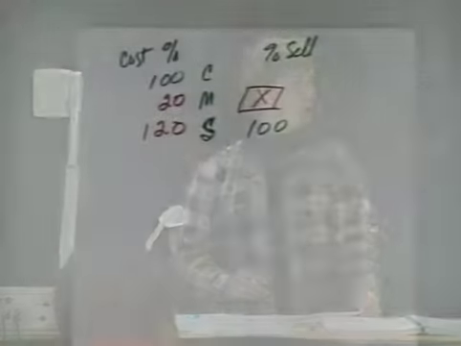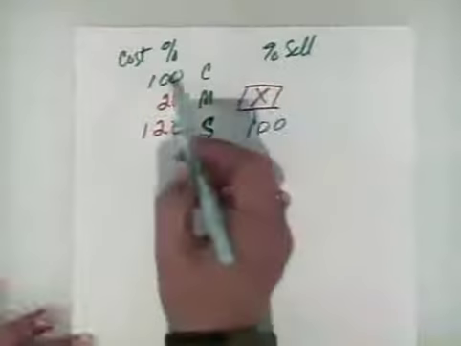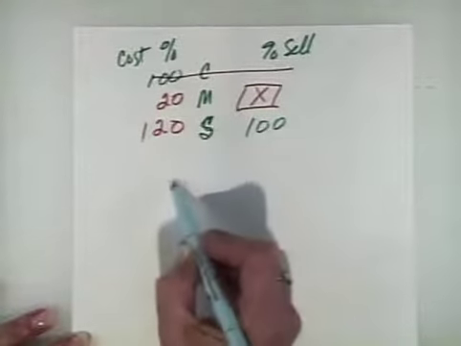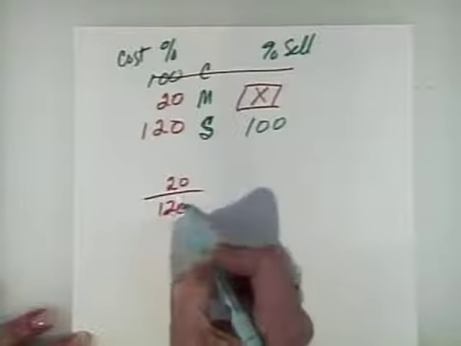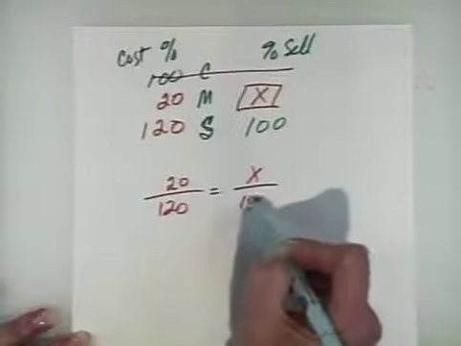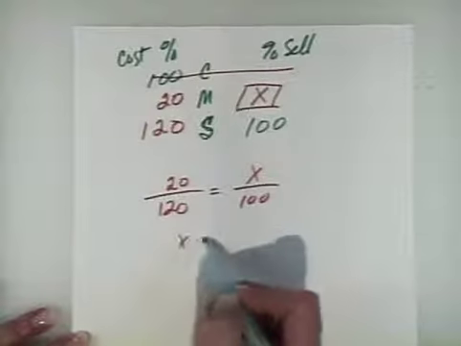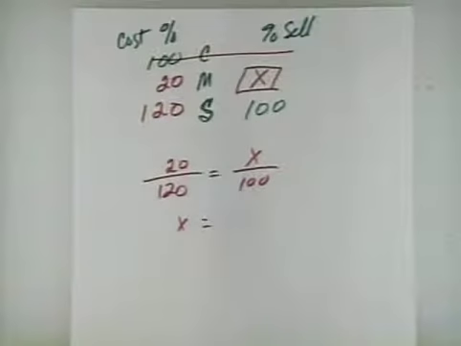120 on the cost. That's right. I'm over here on cost and I can put 120. Now, I can set up a proportion by ignoring the top line. I've got 20 is to 120, proportionally the same as X is to 100. Do cross products. What do I end up with as the markup on selling price that would be the same as a markup on cost of 20%?